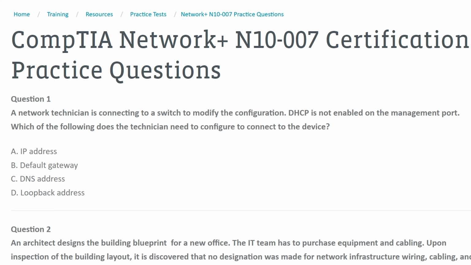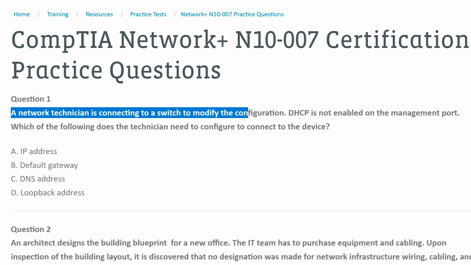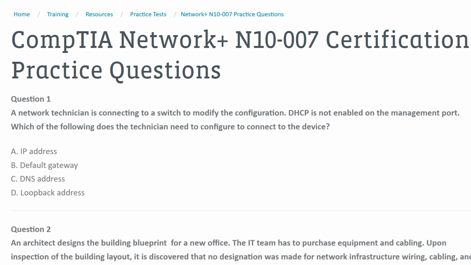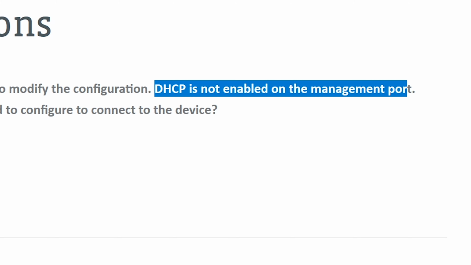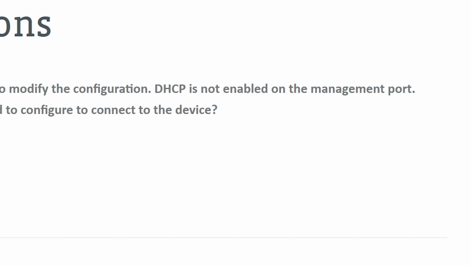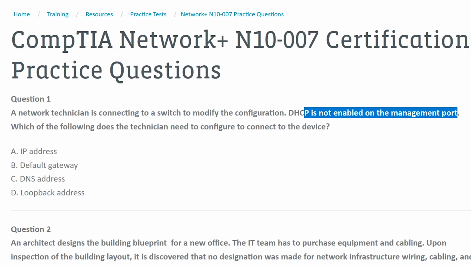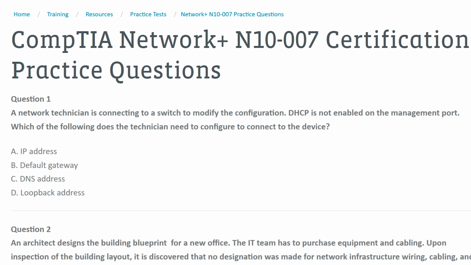And so let's say you are the network technician and you're trying to connect to this switch to modify the configuration. You need to connect to it to modify the configuration, right? So this is something you need to do. The problem is DHCP is not enabled on the management port. What's going on is that there are a couple of ways of going about this. Sometimes the management port itself on a big switch.